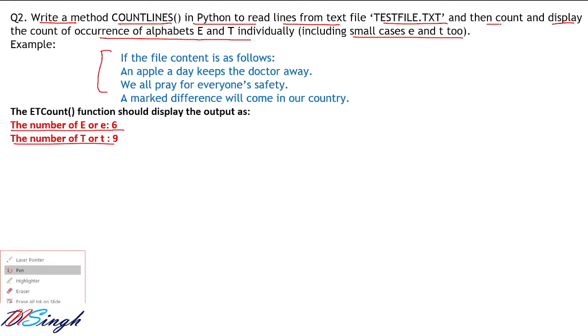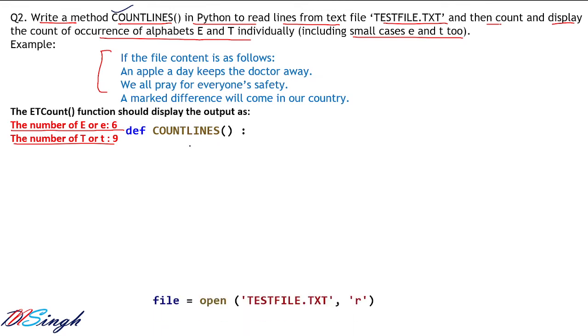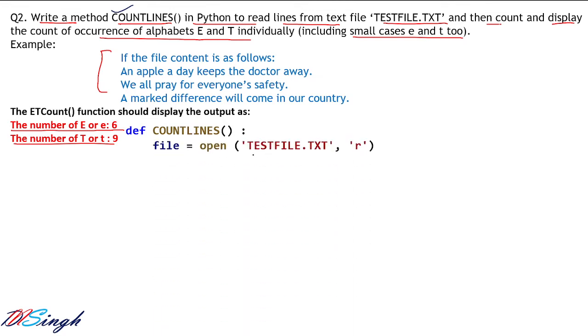Again, here we are not modifying the content of the file. We are just reading and trying to digest the content, or working on the content of the file. So what is the function name? Count lines. Just write it down, def count_lines. Next, open that file. The open function takes two arguments, file name and read.